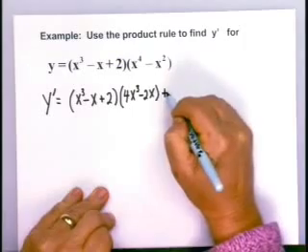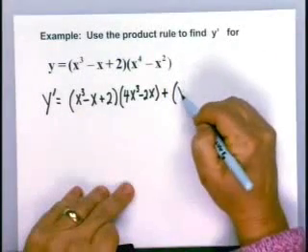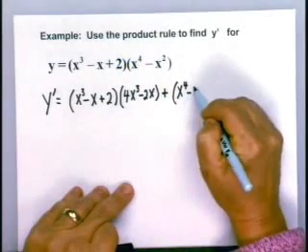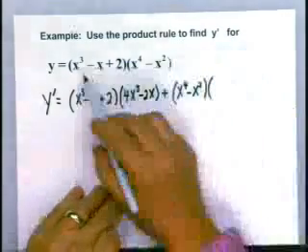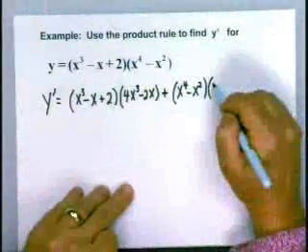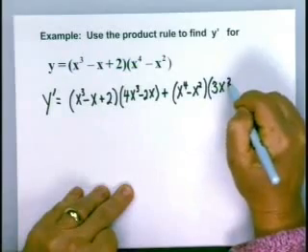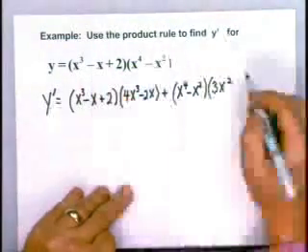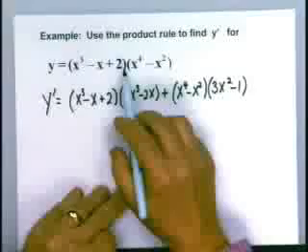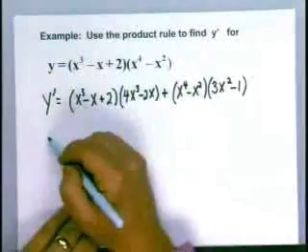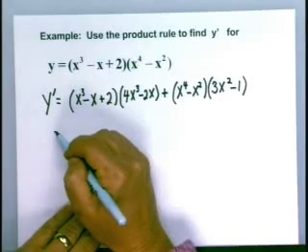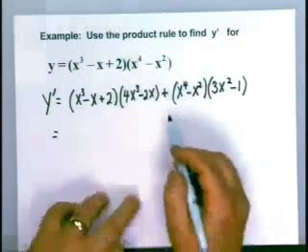Then we add to this the second function, which is x to the fourth minus x squared, multiplied by the derivative of the first function, which would be 3x squared minus 1. Remember that the derivative of a constant, like 2, is 0. The next step would be to remove these parentheses by multiplication.